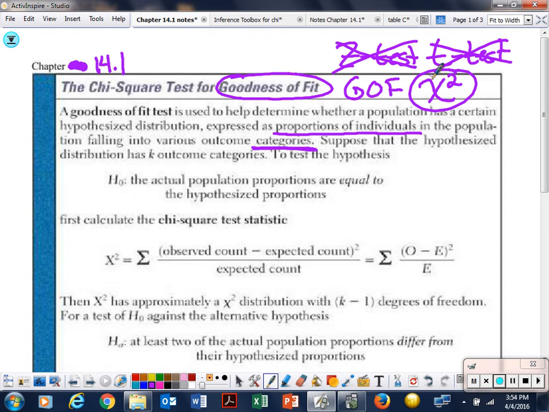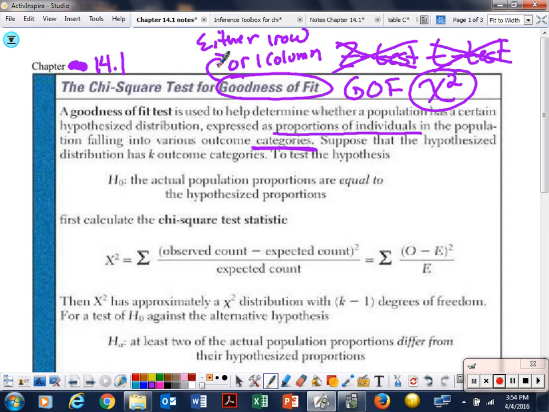Now, in this test, when we look at this data, we're either going to have one row with multiple columns, or we're going to have one column with multiple rows. Either way, we're going to have either one row or one column. Okay, that is very important, because that goes with the goodness of fit. If there's more than one row and more than one column, then it's just called a chi-square test, and that's different. That's going to be in chapter 14.2.